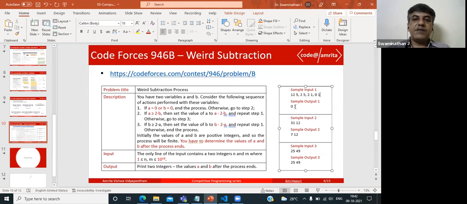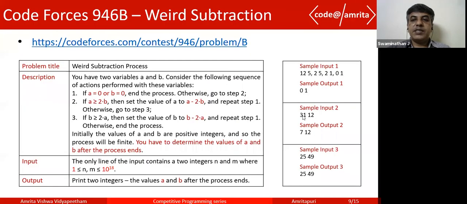And that's the answer. After this, you cannot proceed, because when you go and check in step 1, one of them becomes 0. At that time, you stop. So this is what you typically do here. You get 0, 1, your process stops, and then you print 0, 1. Similarly, if you take the sample input 31 and 12, 31 minus 2 into 12, which is 24, so 31 minus 24 would be 7.